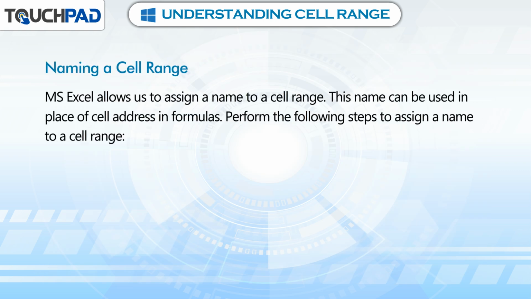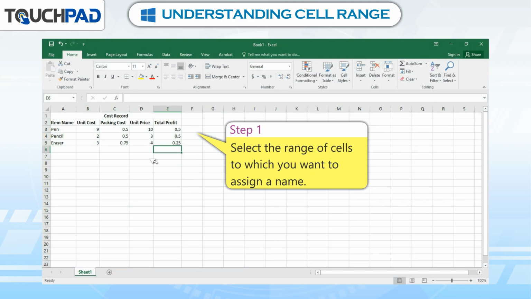Naming a cell range. MS Excel allows us to assign a name to a cell range. This name can be used in place of cell address in formulas. Perform the following steps to assign a name to a cell range. Step 1. Select the range of cells to which you want to assign a name.